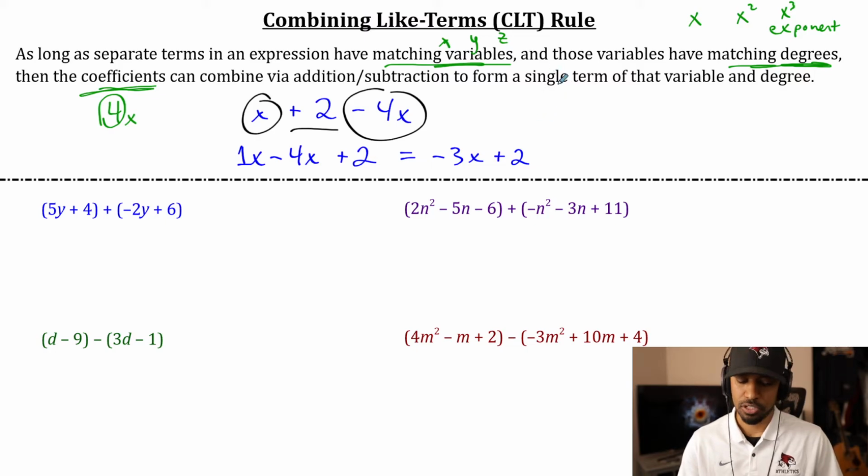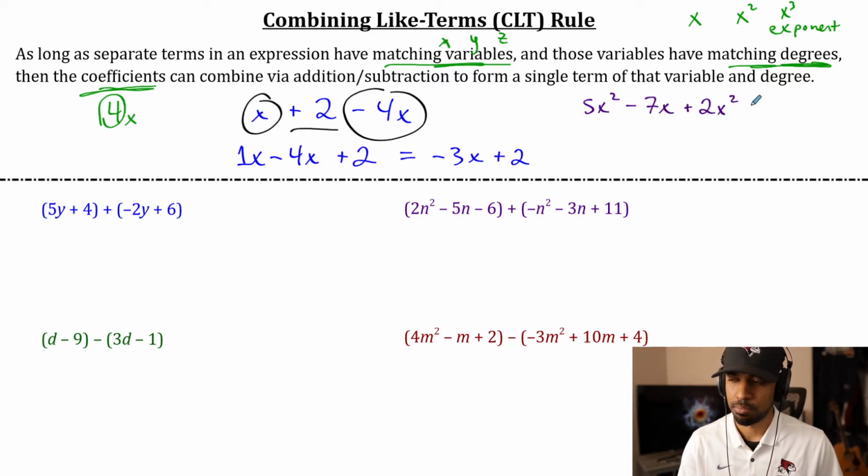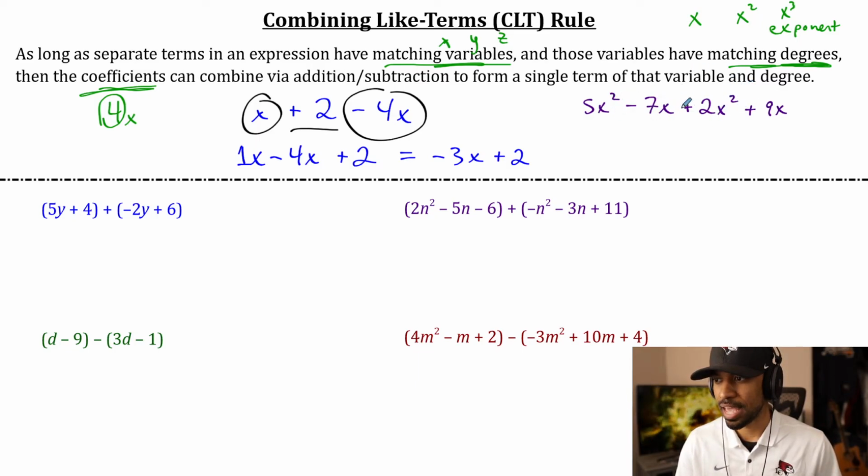And one final example here. Let's see some with different degrees now. Let's look at 5x squared minus 7x plus 2x squared plus 9x. In this example, all of them have x's in them. That doesn't mean they all combine. I want to add the x squareds with each other, and I want to add the x's with each other. X squareds have degree 2, so I'm going to add 5x squared with 2x squared. 5 plus 2 is 7. That gives me 7x squared. Negative 7x will combine with 9x. Negative 7 plus 9 is 2, so that gives me positive 2x right there.